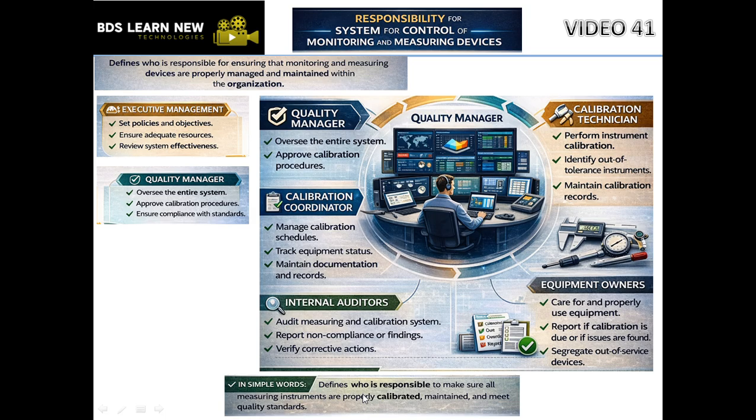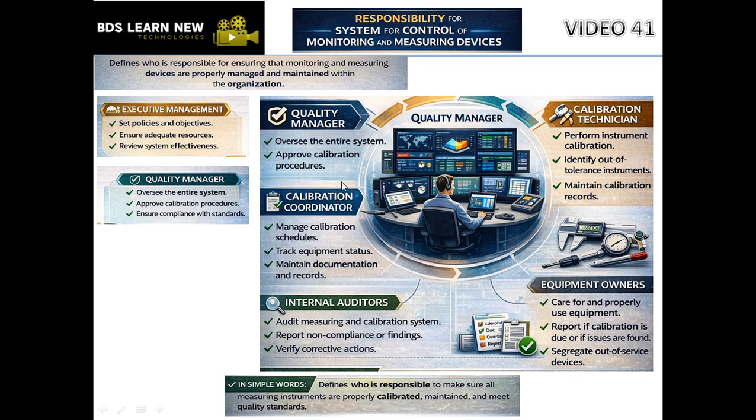Then responsibility. Now it defines who is responsible for ensuring that monitoring and measuring devices are properly managed and maintained within the organization. Responsibility is very important. Like major concerned person who is responsible for this is quality manager. Like someone is sitting over here at the center of this location. Now what he is doing? He is doing that quality manager oversee the entire system, then approve calibration procedures. Now he is the concerned person who oversee the entire system and approve calibration procedure.